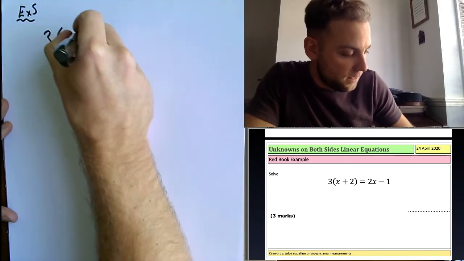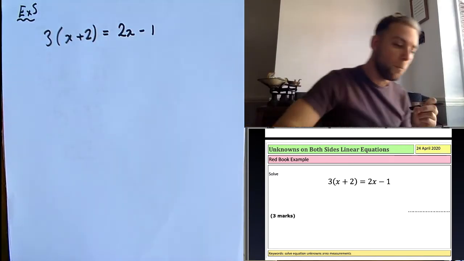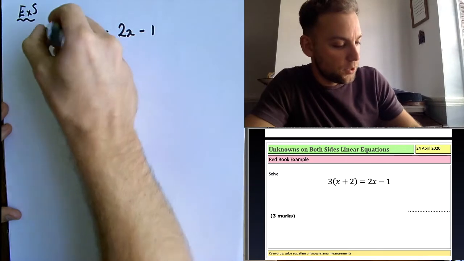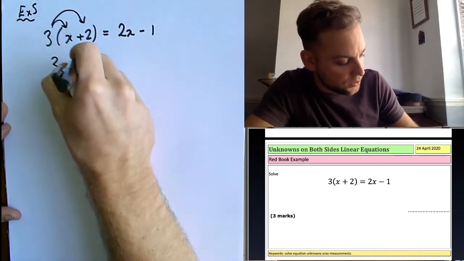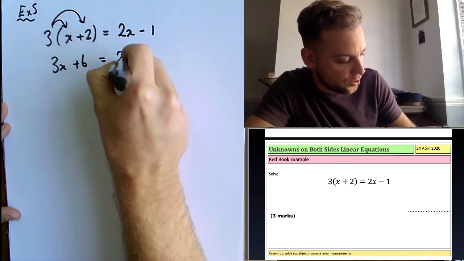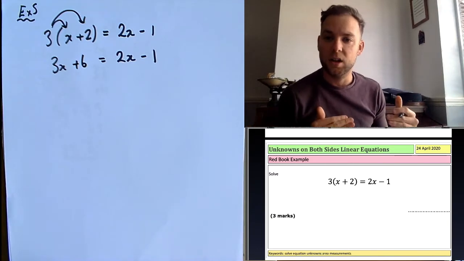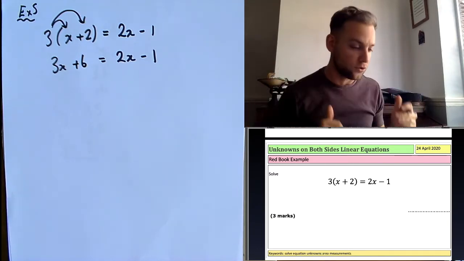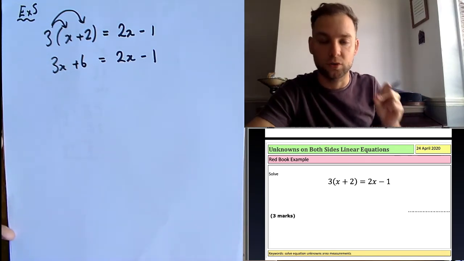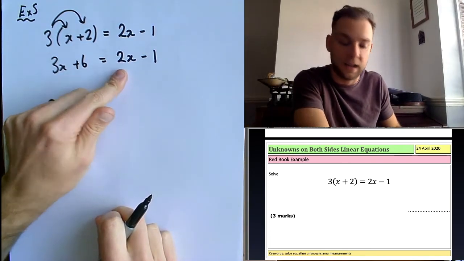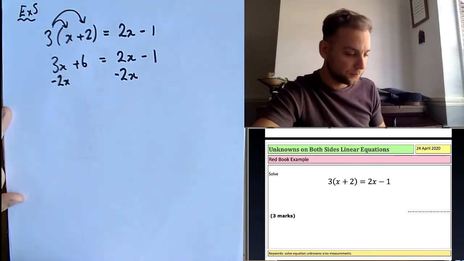So the key step with this one here is to get rid of that bracket first. So I'm multiplying out that bracket. So I'm going to do 3 times x, which is 3x, 3 times 2, which is plus 6, which is equal to 2x minus 1. I've expanded that bracket. Now I'm at the stage where I can solve equations with unknowns on both sides. So the first thing I do is I need to get rid of my smallest unknown first. And in that case, it's the 2x here. So minus 2x, minus 2x.